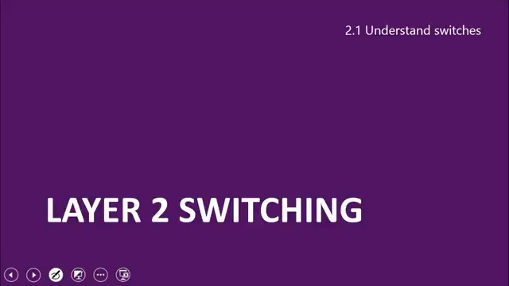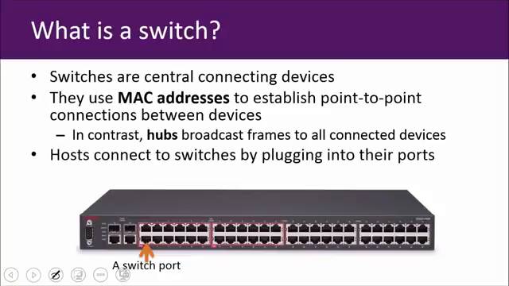All right, so now that we've talked about the first 2 layers, let's talk about layer 2 switching. So how do the devices that operate on networks function within these 2 layers? So first off, let's start by talking about what a switch is. Okay, a switch is a central connecting device, like we had detailed earlier. Switches use MAC addresses to establish point-to-point connections, and what this means is that if we have device A and it wants to send data to device B, it can send it directly to that device, right?